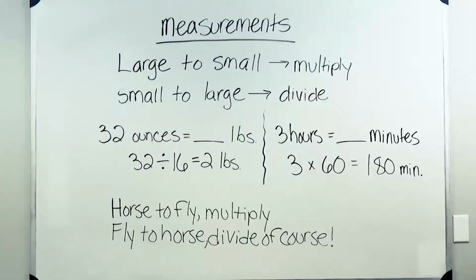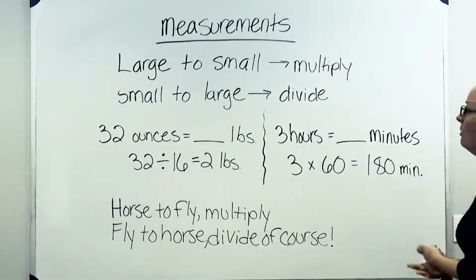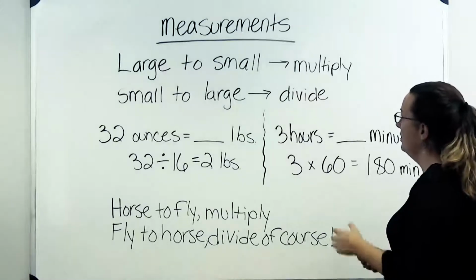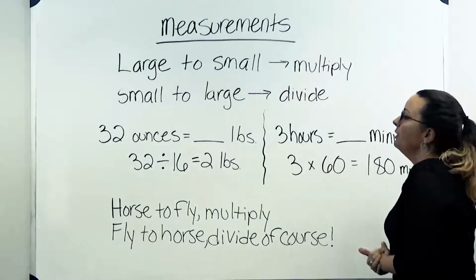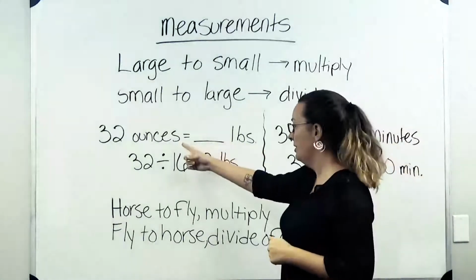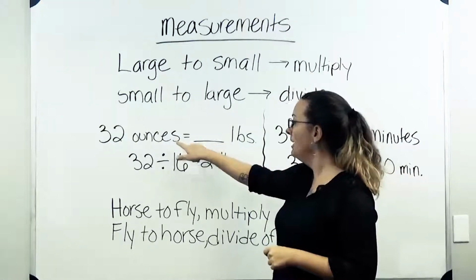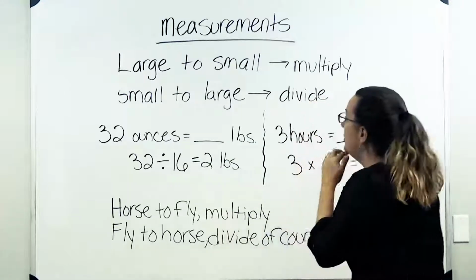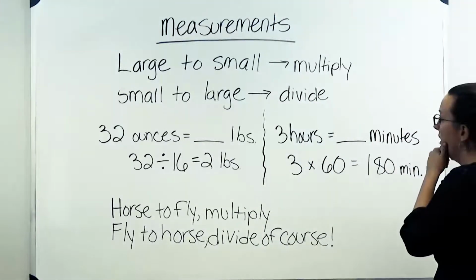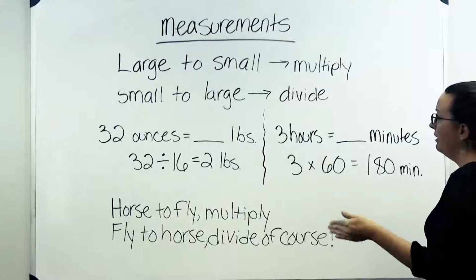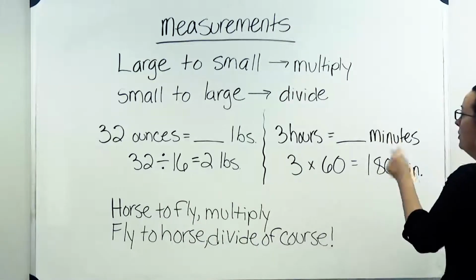When you're dealing with measurements, you need to first know how many of that measurement are in one. So for example, if we were going to look at something like 32 ounces, and we're converting to pounds, we need to first know how many ounces are in 1 pound. Then we would also need to use that information to decide if we're going to multiply or divide.